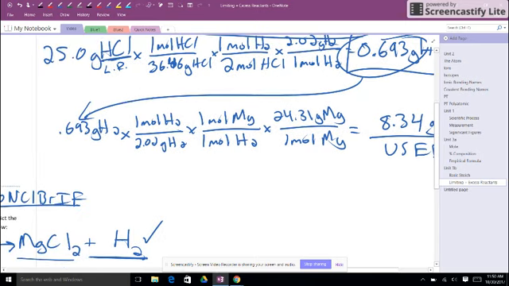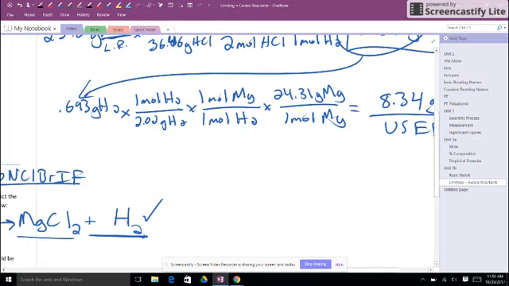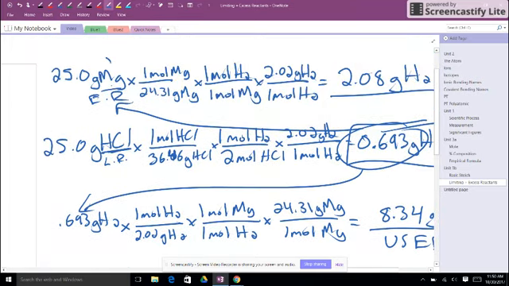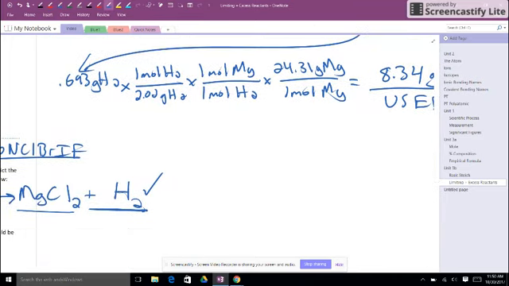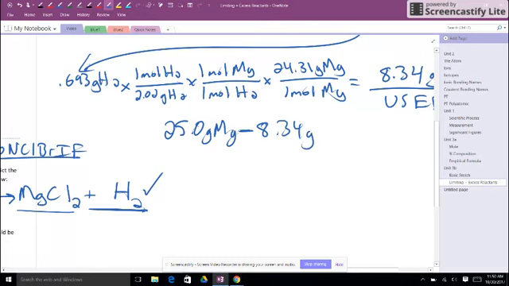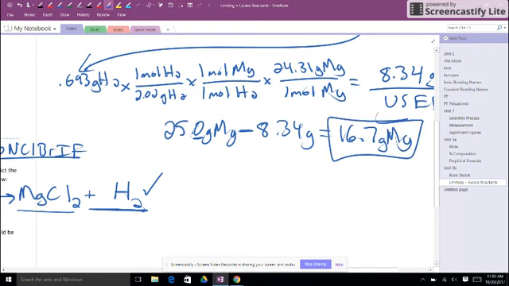So the hydrochloric acid was limiting. That's all used up. The magnesium, we started with 25 grams of magnesium. We used 8.34 grams of magnesium. So I think we get about 16, and again, going to the 1 decimal place, because now we're subtracting, we get 16.7 grams of Mg would be left over. Okay, I hope this helped.